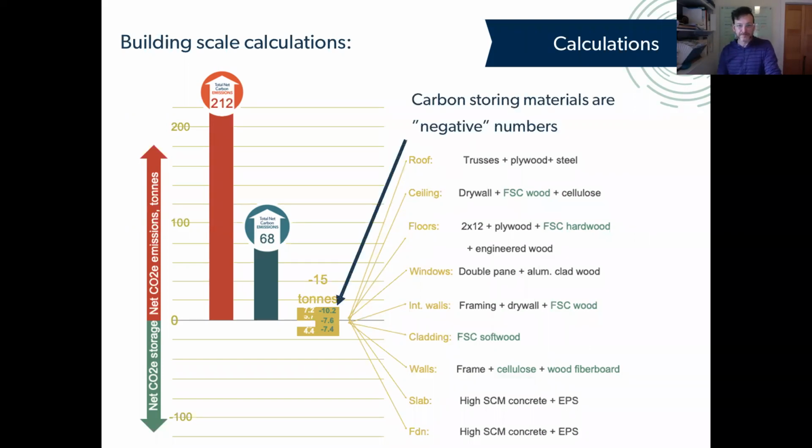And so, as we saw earlier when we went through the biogenic carbon, those negative numbers are what's coming from those carbon storing materials. So you can see them there in green: some FSC wood on the ceiling, some FSC hardwood on the floor, some cellulose and wood fiber insulation. Those types of materials are what are giving those negative numbers. The building still had some positive numbers too. It still had a concrete foundation, it used some EPS foam, it used some drywall and windows and stuff like that, but the net emissions ended up being negative.